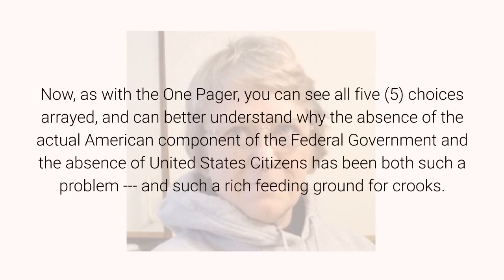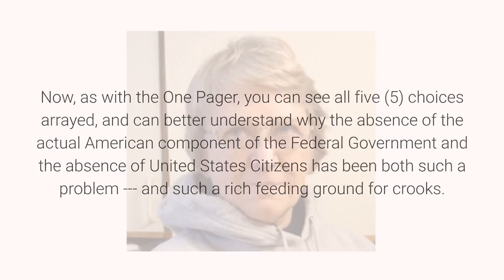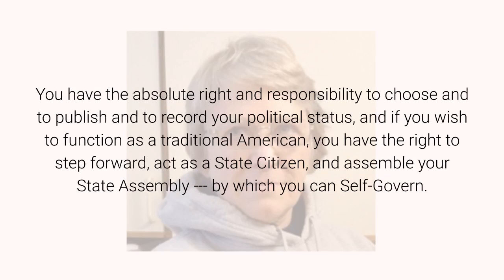Now, as with the one-pager, you can see all five choices arrayed, and can better understand why the absence of the actual American component of the federal government and the absence of United States citizens has been both such a problem, and such a rich feeding ground for crooks. You have the absolute right and responsibility to choose and to publish and to record your political status, and if you wish to function as a traditional American, you have the right to step forward, act as a state citizen, and assemble your state assembly, by which you can self-govern.